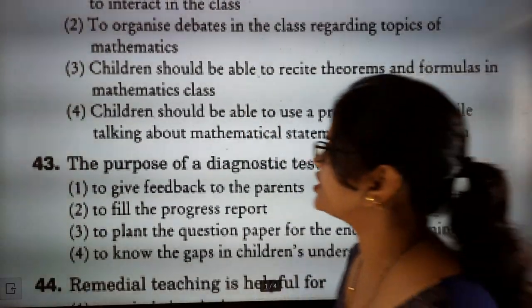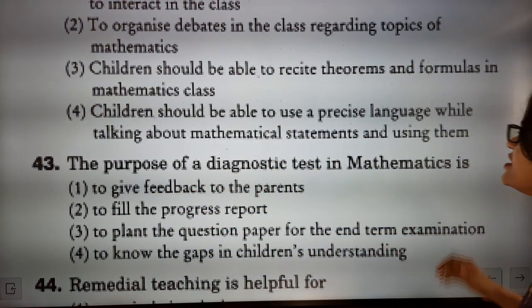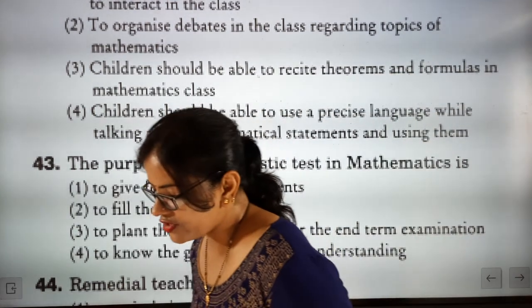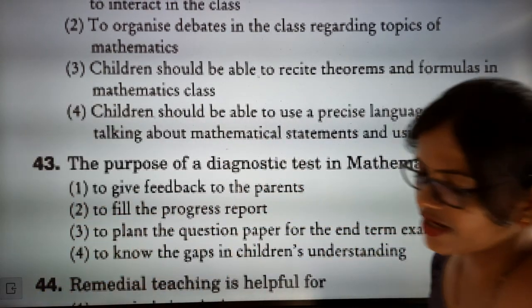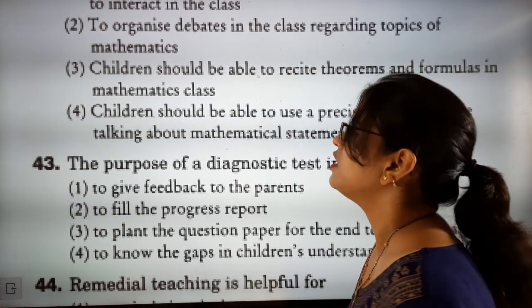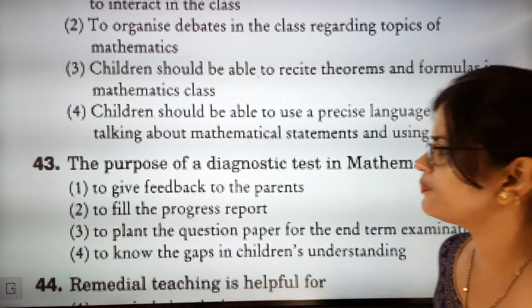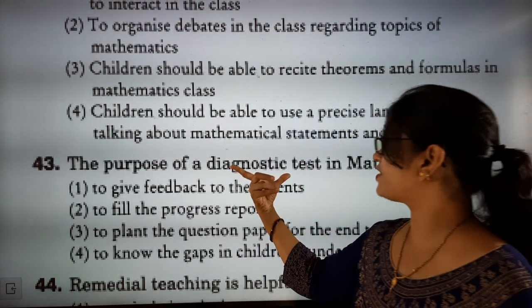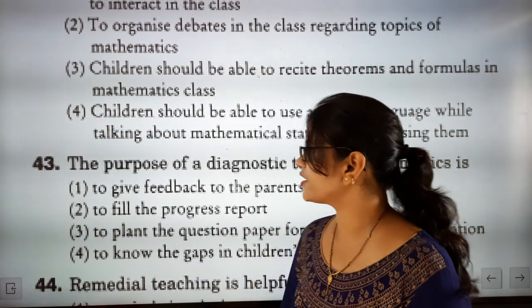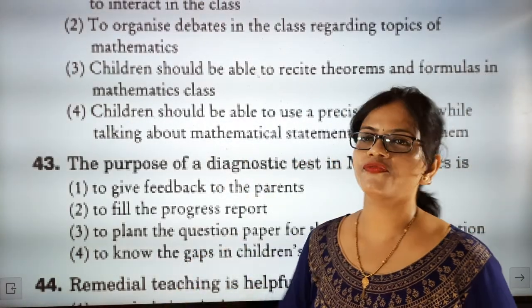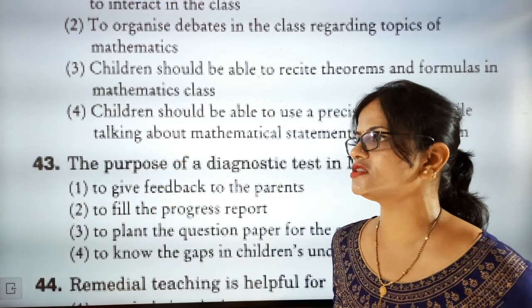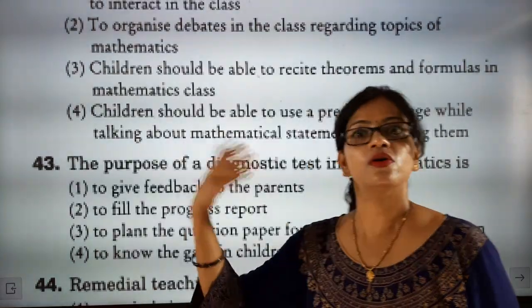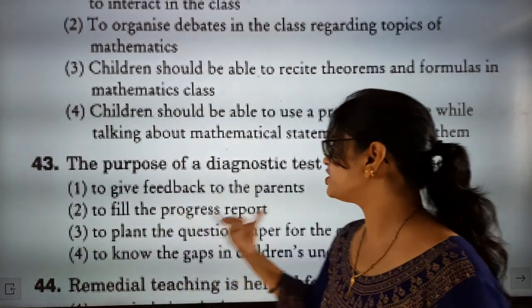Now the next question is, the purpose of a diagnostic test in mathematics is to give feedback to the parents. Okay, so why are we taking a diagnostic test? Is it to give feedback to the parents, to fill the progress report, that the child has progressed? So making a report card is the only purpose of a diagnostic test. So what test are we taking there? Finally, it is to give the parents the feedback. Means we are dying to call the parents and just burst on the parent that, hey, your child doesn't know these things. So that is the feedback process. So we are going to give that feedback only to fill the progress report card.